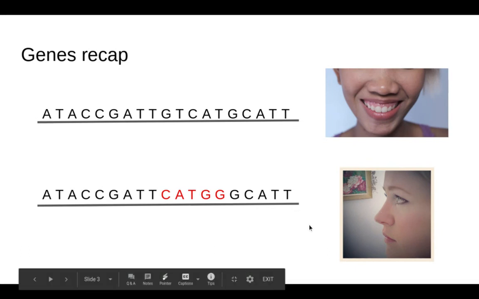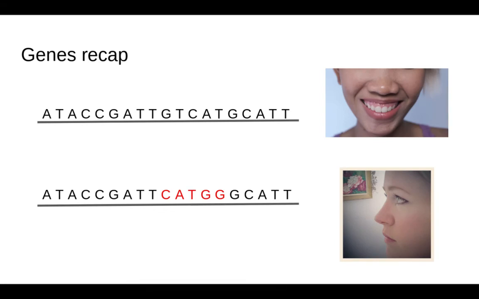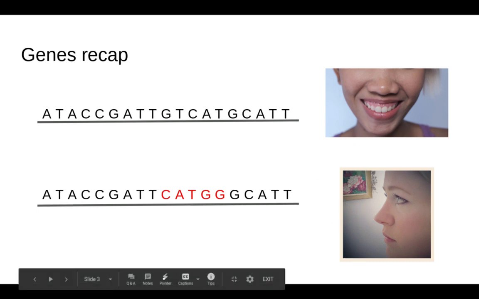So this is why I just want to confirm what genes are. A gene expresses information, expresses a characteristic. So you have a gene for the shape of your nose, but different people will have slightly different genes to give them different characteristics. Okay, let's move on.